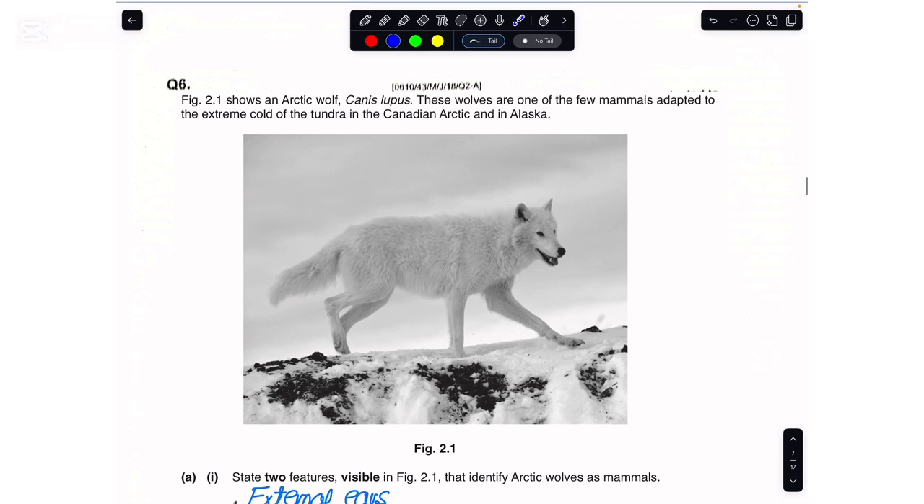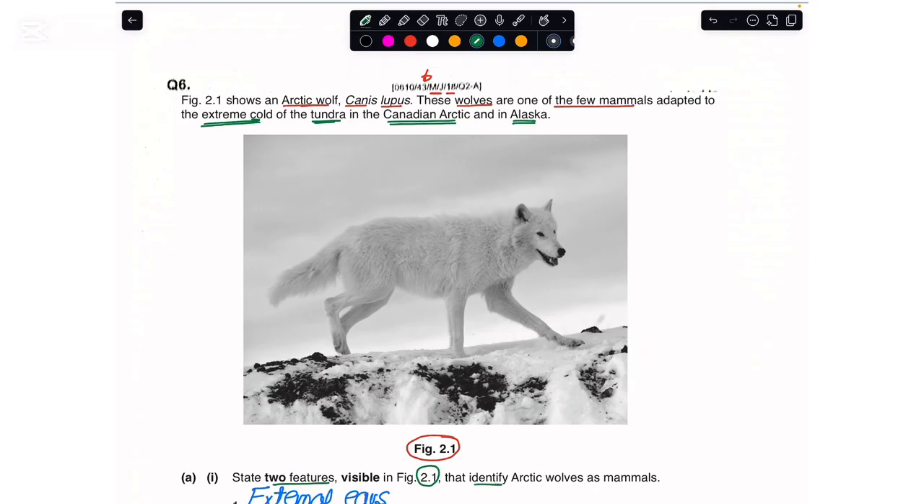Now moving onward to question number 6. This appeared in May-June of 2018, and this variant is again 4.3. They say that figure 2.1 shows an Arctic wolf. The genus is Canis and the species is lupus. They say these wolves are one of the few mammals that are adapted to living in the extreme cold of the tundra, and these tundras are in the Canadian Arctic and in Alaska. Now they say that you are required to tell two features that are visible in 2.1 that would be used to identify these Arctic wolves as mammals.